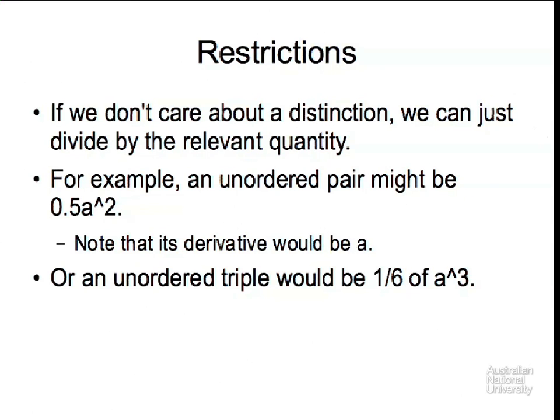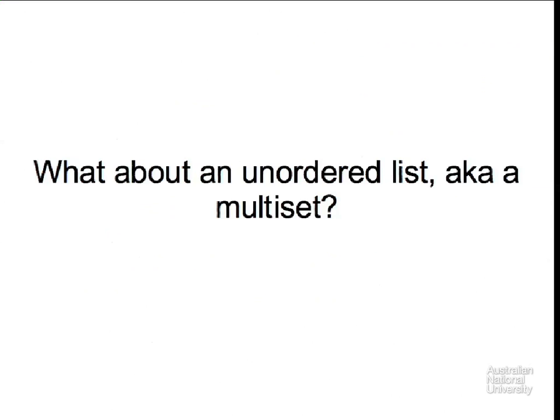The unordered constraint seems to turn x to the 4, for instance, into x to the 4 on 4 factorial, because there's 4 factorial different ways of ordering things. So an unordered list, also known as a multiset. A multiset is either 0 things or one thing, and there's obviously only one way of ordering one thing. How many ways are there of ordering 2 things? 2. How many ways are there of ordering 3 things? Yep. How many ways are there of ordering 4 things? 4 factorial, and so on.